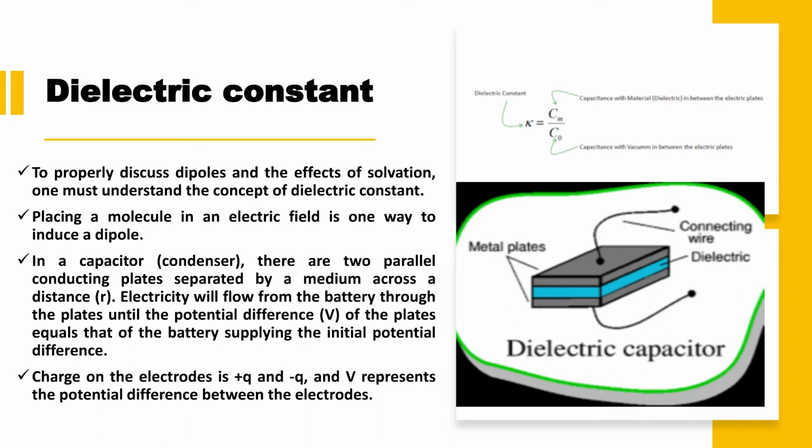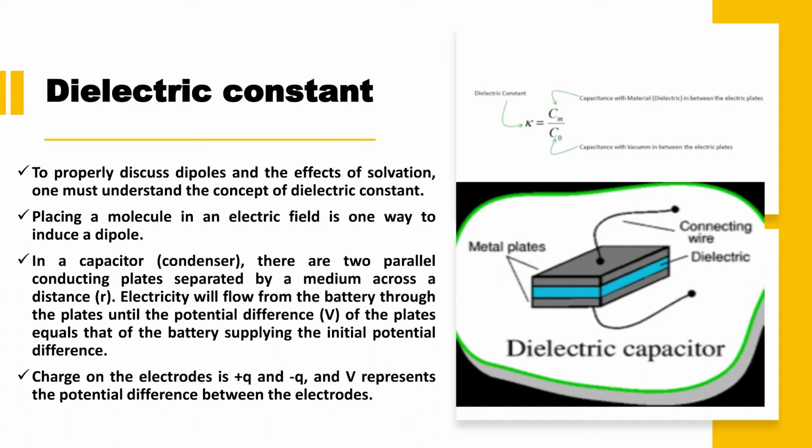Mostly in the capacitor, you can see the diagram of the dielectric capacitor over here. When we place two parallel conducting plates, you can see the gray colored plates over here, separated by a medium. So these are the two primary requirements. First is the two metal plates, and in between the metal plates we place the medium. The distance is determined through the R.